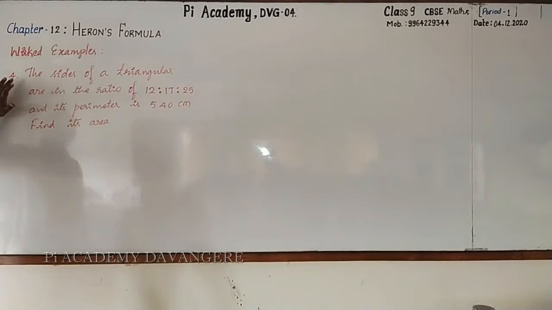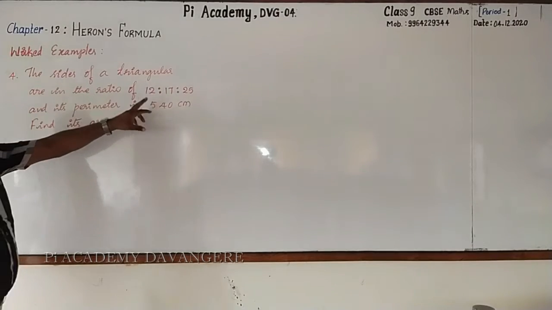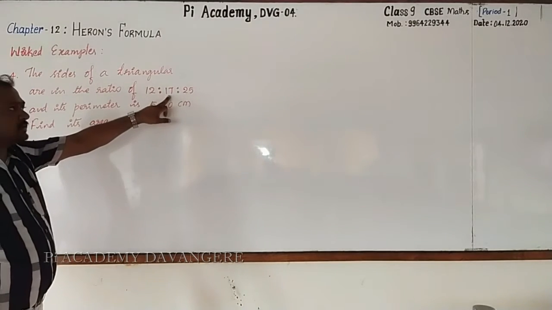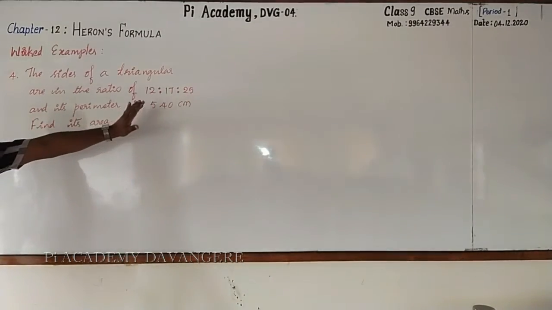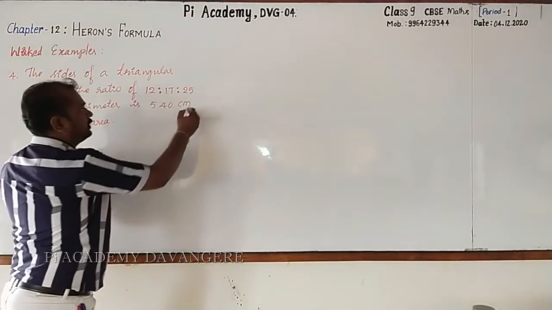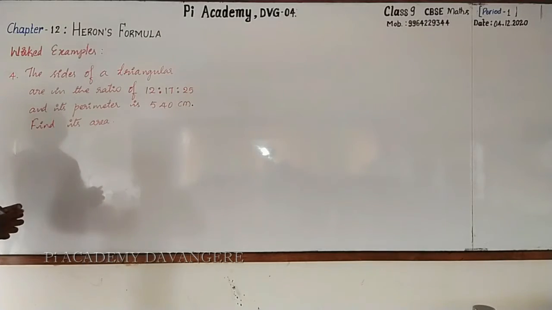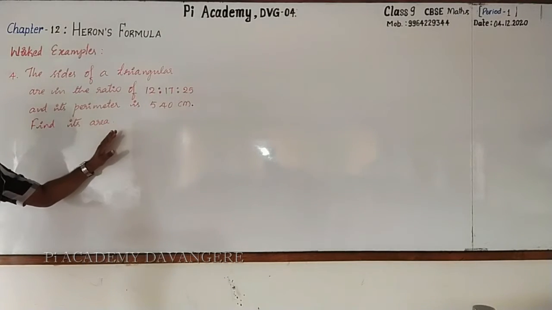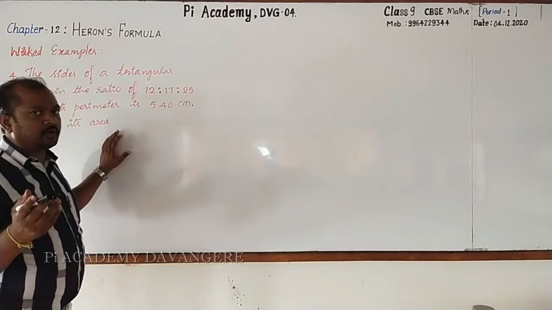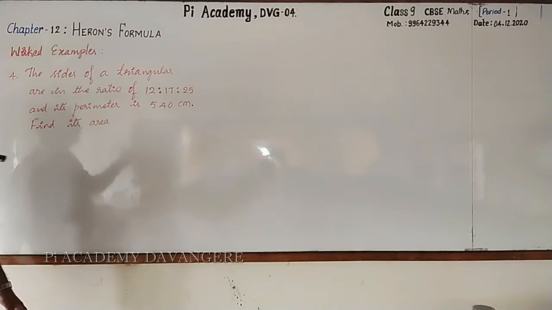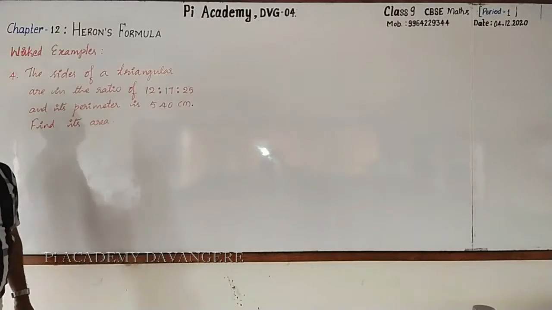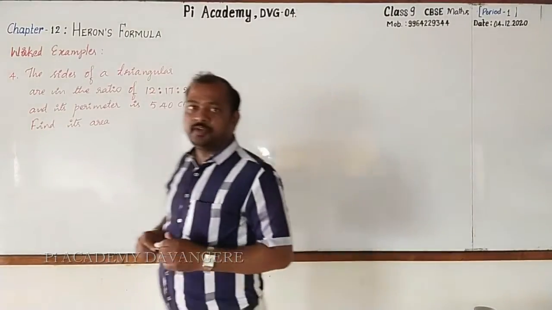Dear students, please go through this fourth one. The sides of a triangle are in the ratio of 12:17:25 and its perimeter is 540 centimeter. With this information you are going to find out its area. Hope that you are all able to do this, right? Yes, copy the statement and try to solve this problem yourself. Hope that you have finished this.